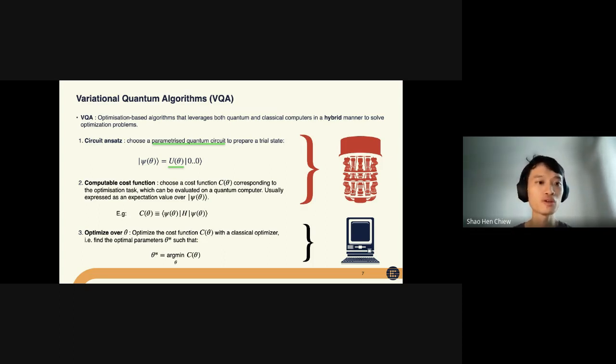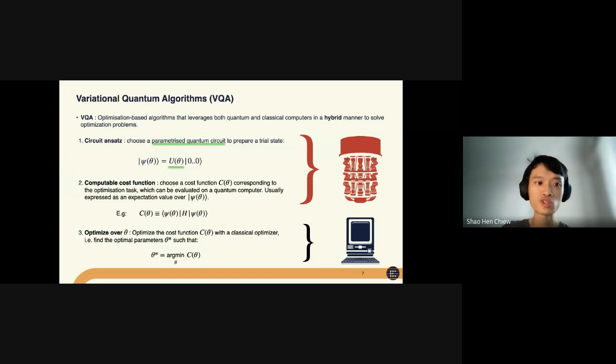It is in this manner that we say that VQAs are hybrid, or sometimes people also say that you have a quantum-classical loop that is iterated between these quantum and classical computers. So, for example, let's take a really simple classical optimization algorithm like gradient descent.